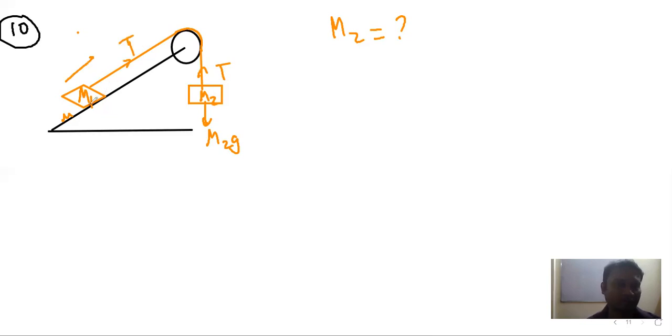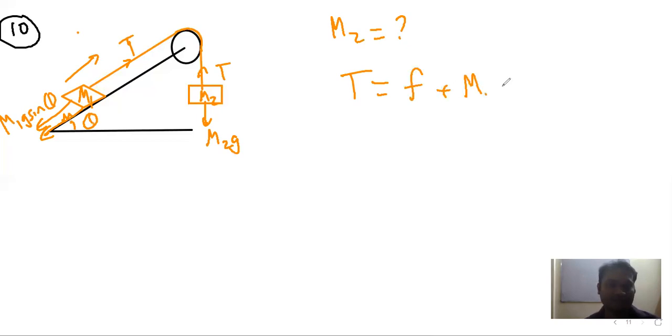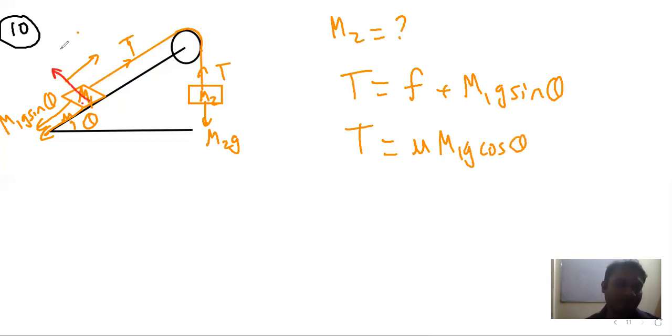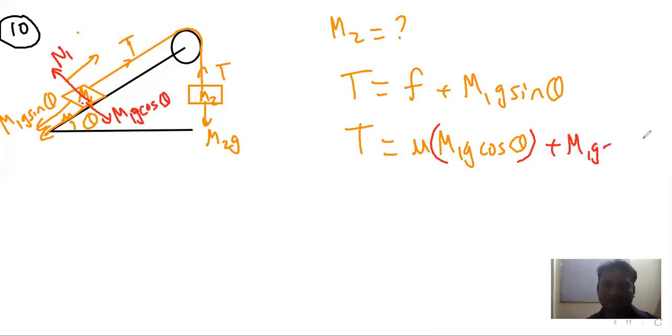This is M2 g, this is tension T, this is tension T here. And because the tendency of motion is upward, friction will be backward. And M1 g sine theta will also be backward, where theta is the angle of inclination. So T comes out to be friction force plus M1 g sine theta. So T comes out to be mu into N, which is M1 g cos theta. Why? Because in this case, normal reaction N is equal to M1 g cos theta, sorry. So this is M1 g cos theta plus M1 g sine theta.